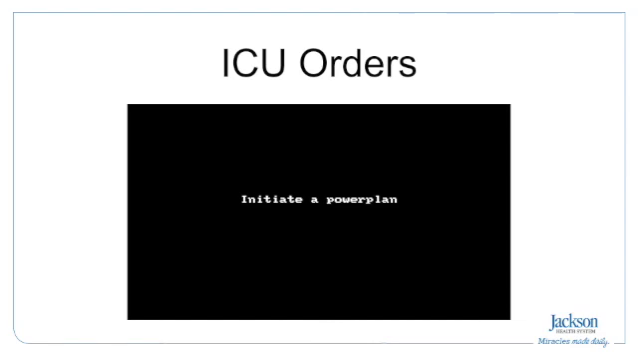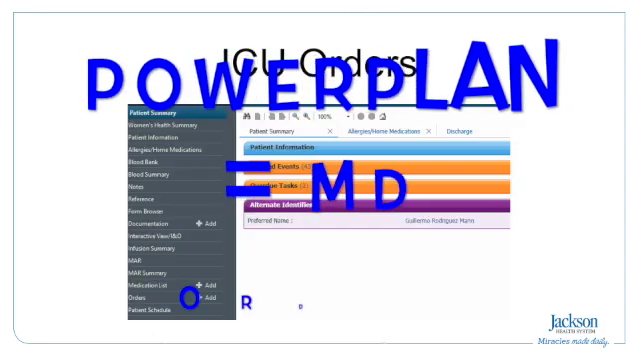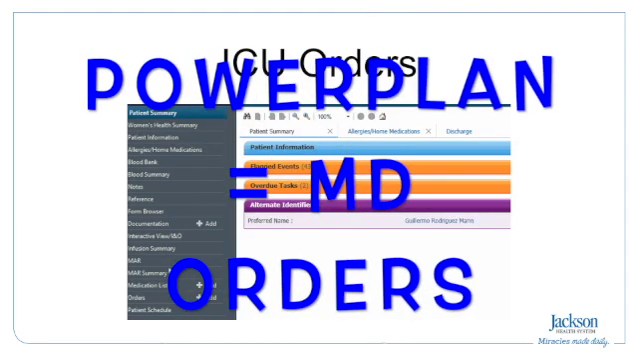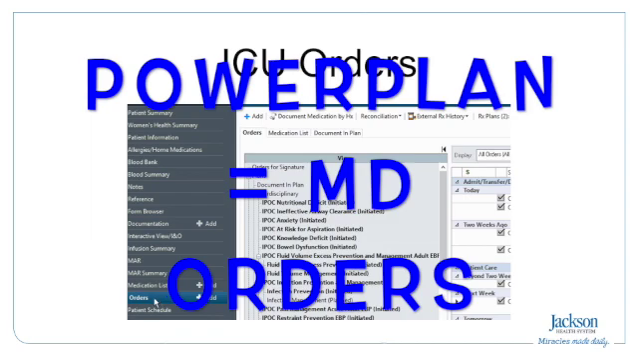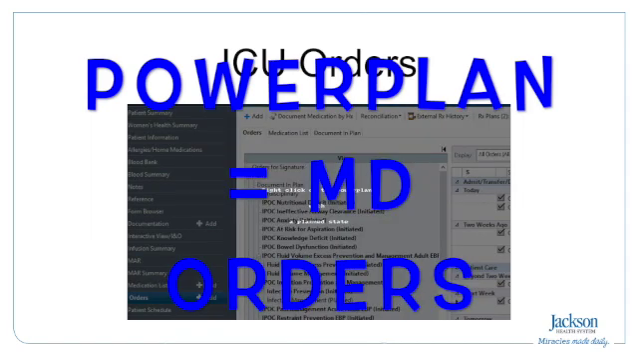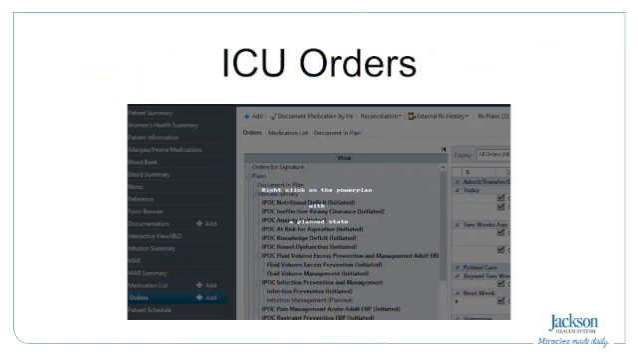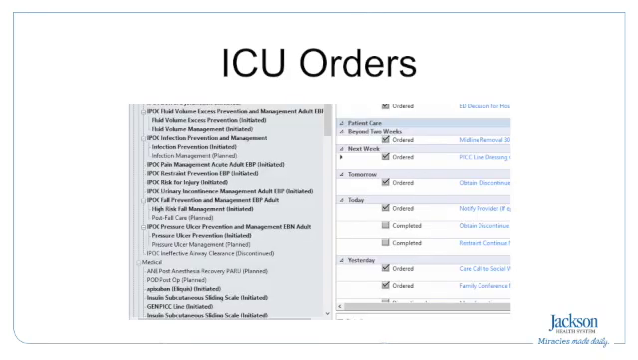Now, power plans. Once your patient comes into the unit, it's very important to check your power plans. Why? Your power plan is basically your order subset. So it's basically a plan that your physicians already came up with that has all your orders, all your labs, everything that they want you to do for your patient once they come to your floor. So you're going to go to the main menu, click on orders. You're going to scroll down and look for your patient's power plan.